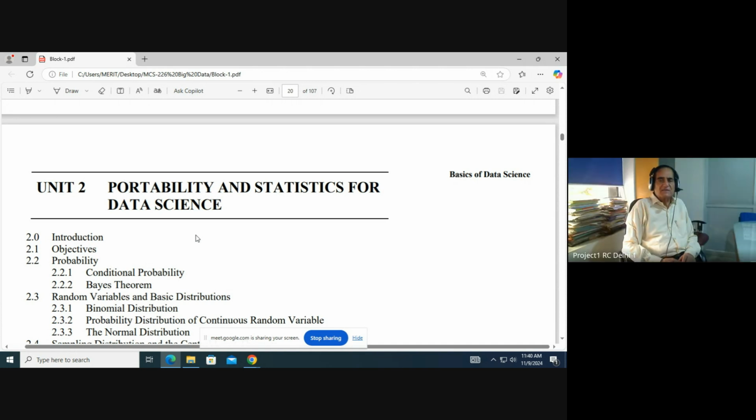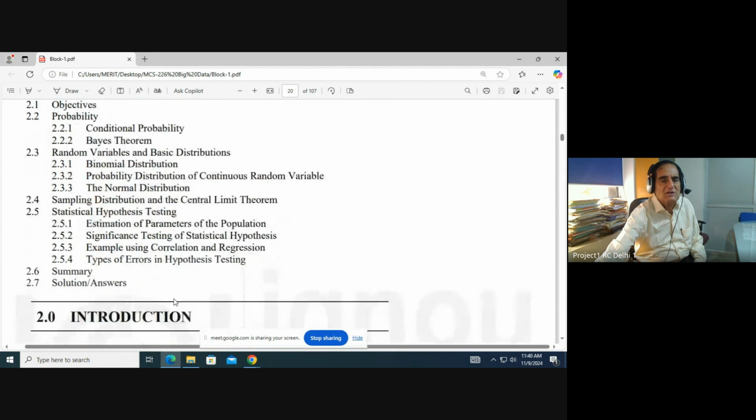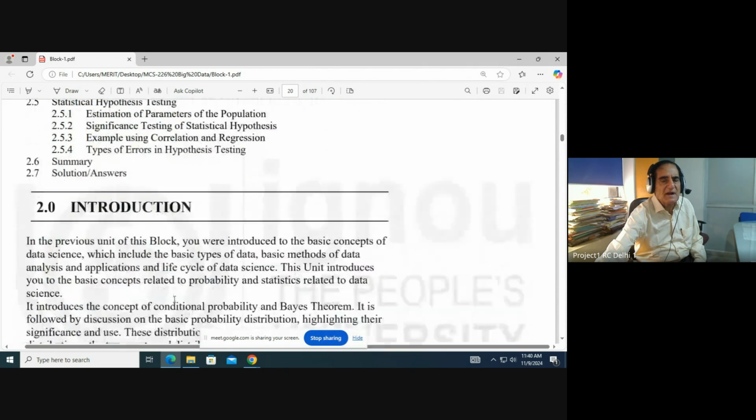Probability and statistics for data science. So this covers conditional probability, Bayes theorem, random variables and basic distributions, binomial distribution, probability distribution and continuous random variable, normal distribution, sampling distribution and central limit theorem, hypothesis testing, estimation of parameters, significance testing, examples using correlation and regression, and types of error in hypothesis testing.